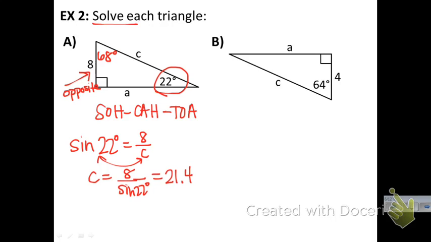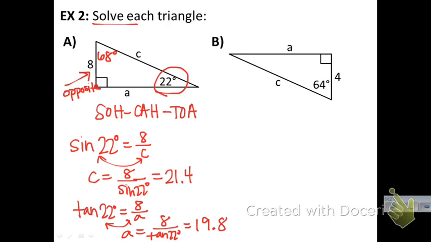Okay, the other function that we talked about that uses opposite is tangent. So we'll take tangent of our 22 degree angle is equal to the ratio of the opposite side. In our case, the opposite side to 22 is 8 over the adjacent side A. And again, the variable's on the bottom, so we're going to swap places. And A equals 8 over tan 22. We type that in our calculator, and we get 19.8.